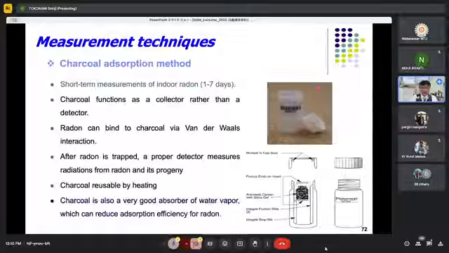Here is a sample of a charcoal canister. It contains activated carbon with silica gel here. And this is a cylindrical vessel.